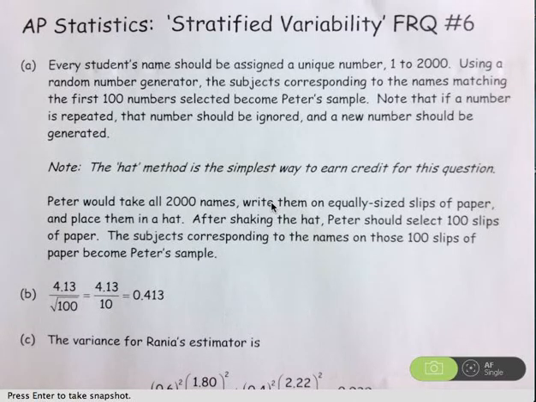So first of all, for part A, you are asked specifically to describe a method to select a simple random sample, the way that Peter is doing. So understand, it is not enough to say, use a random number generator or randomly pick names out of a hat. That is not enough here. This is a question where you would be expected to take a good 20 to 25 minutes to answer it. So you need to be more specific than that.